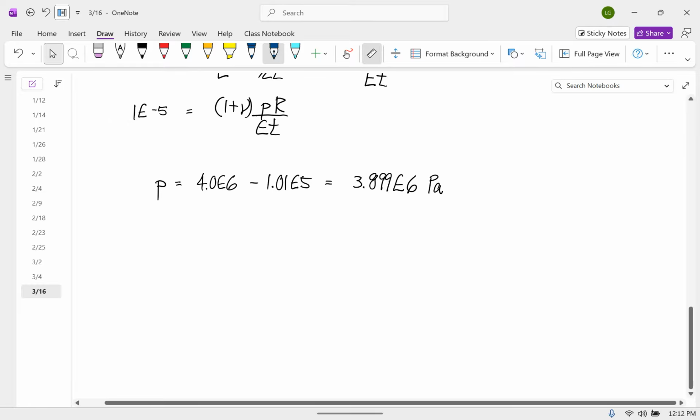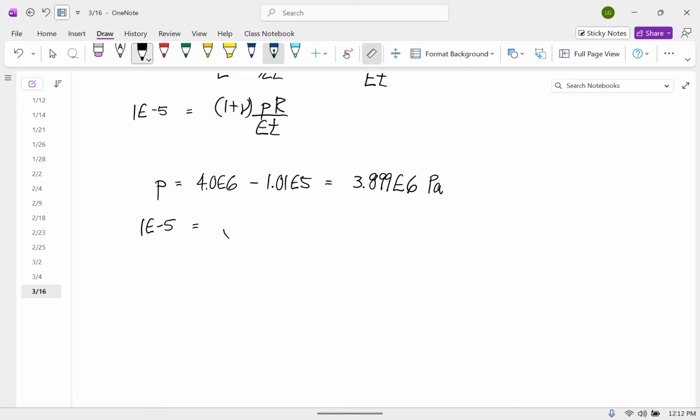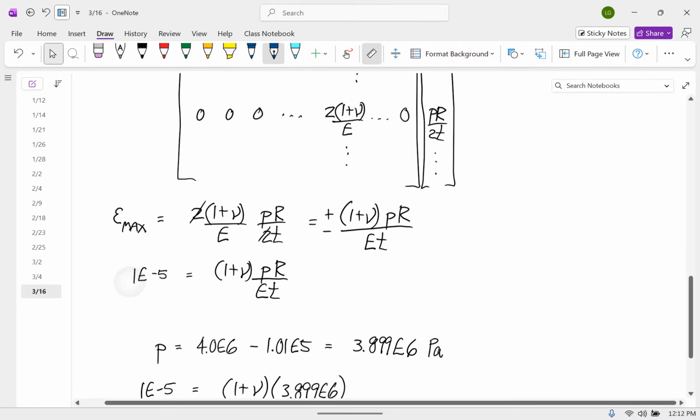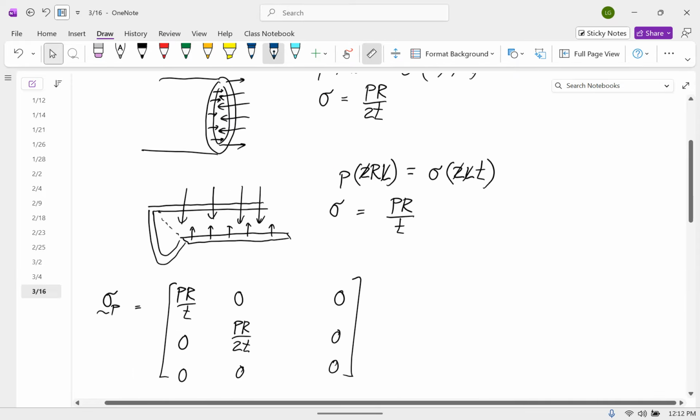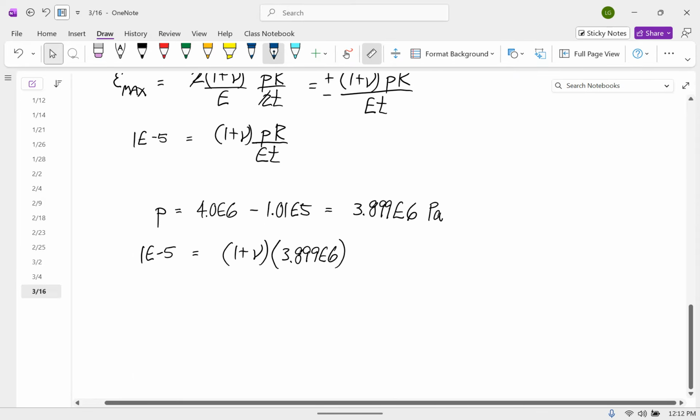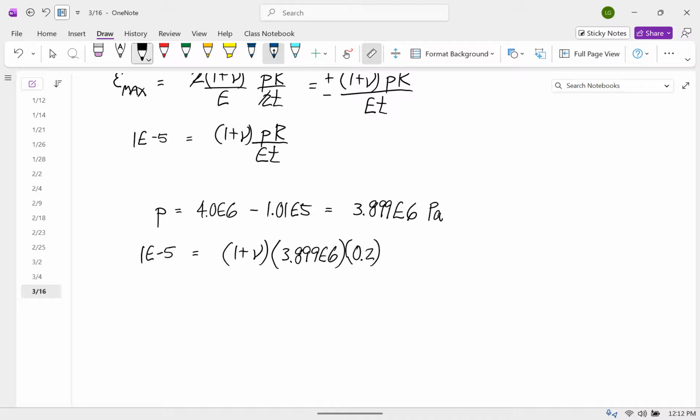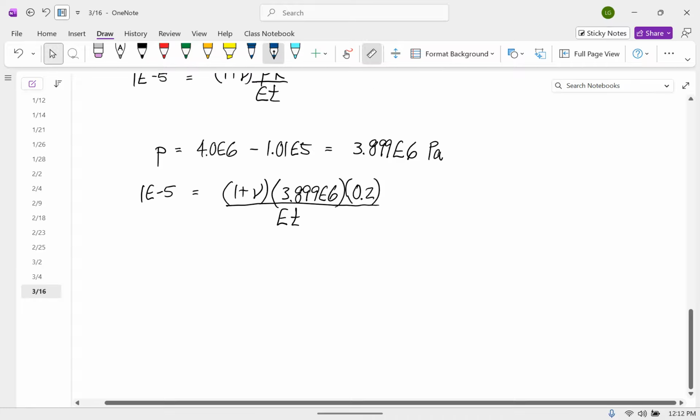Okay. So 1 times 10 to the minus 5 is equal to 1 plus nu times 3.899 times 10 to the 6. I guess be careful that it gives you a radius of this pressure vessel rather than a diameter. I think it said radius. Yeah. So that's 0.2, divided by ET. And now we want to solve for this T.